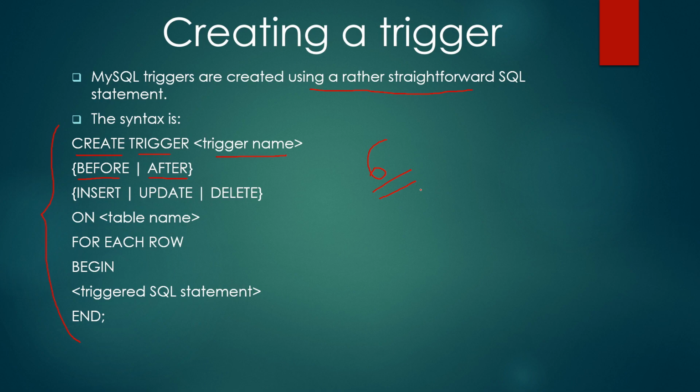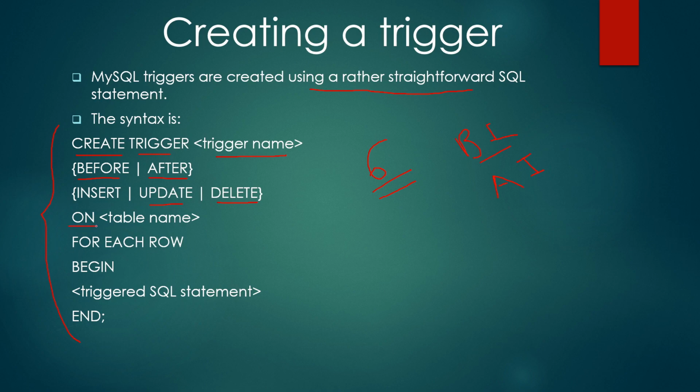Now we know that triggers are invoked in response to events like insertion, updation or deletion. So if I write before insert, that means whenever a row is inserted, just before the insertion, invoke this trigger. If I write after insert, that means when a row is inserted, then immediately after that invoke the trigger. The same thing applies for update and delete as well. So you need to specify this.